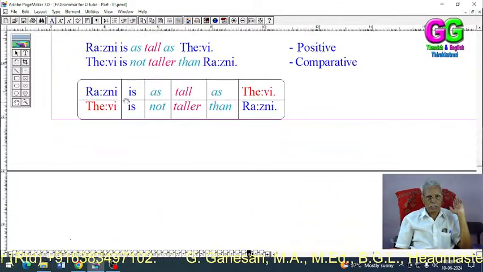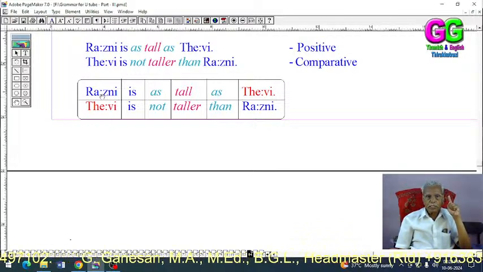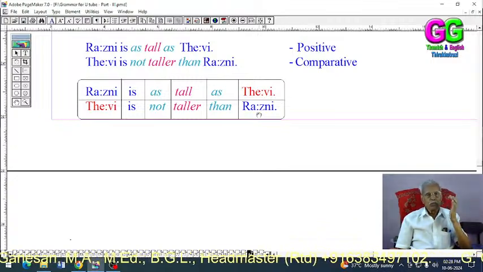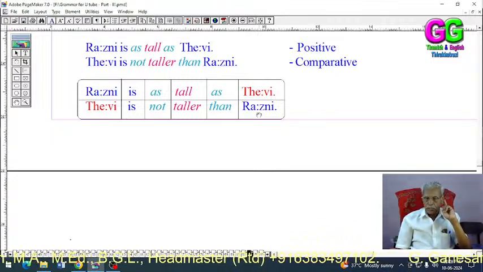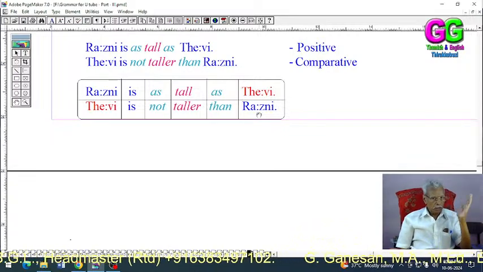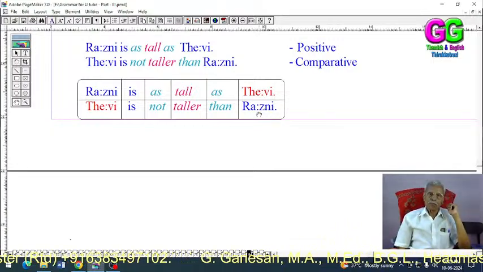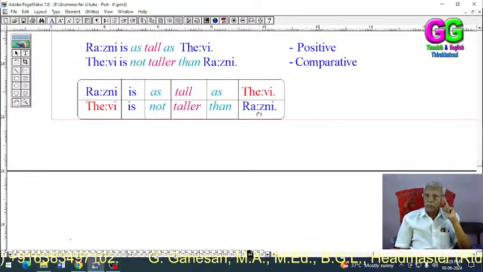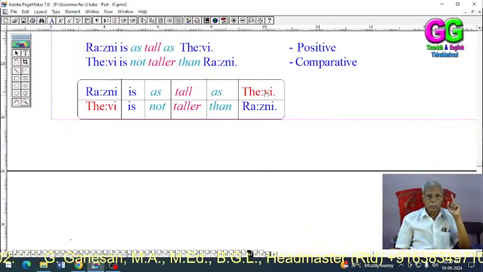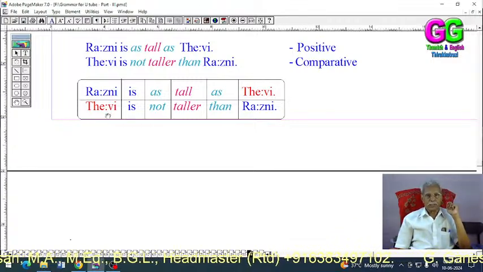So, the rules I will show. First, Ronnie, which is in subject position, has been brought into object position. That is the complement. When a noun, a proper noun or pronoun, follows and occupies the last position in a sentence, it should be called a complement. Then the complement Devi has been brought to the subject position.